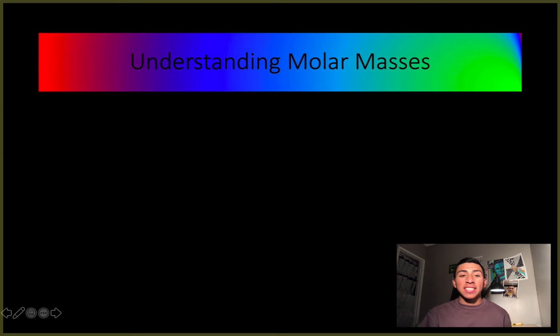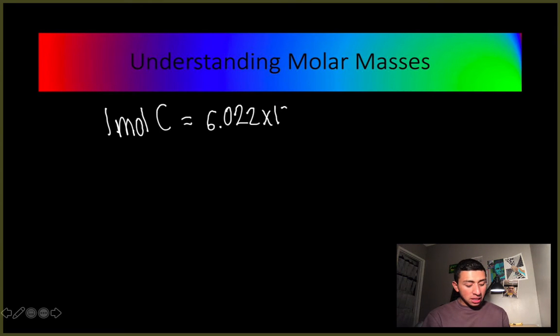What is a molar mass? In this video, I'll try to explain what a molar mass is. So for every 1 mole of an element, in this video, we're going to use carbon as an example first. For every 1 mole of carbon, you have 6.022 times 10 to the power of 23 atoms of carbon, right? That's what 1 mole equals.